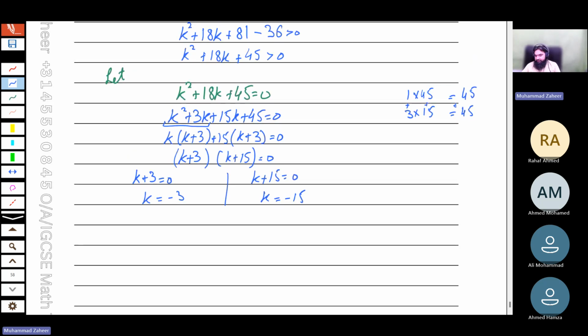Basically, we have the inequality. So to solve them, we have to draw the graph. In the graph, you have minus 15 and minus 3. The shape of the graph is going to look like this. It is greater than 0. This means that you have to take the upper portion. So I'm going to get the inequality.